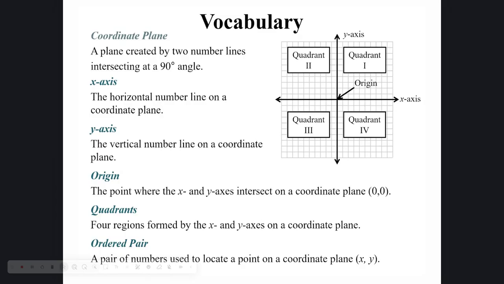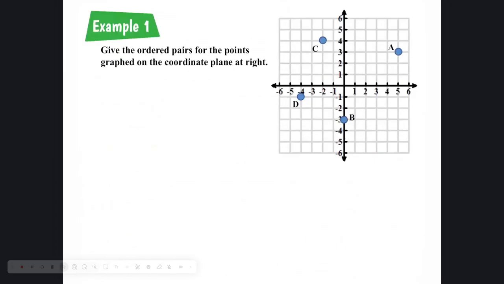An ordered pair is a pair of numbers used to locate a point on a coordinate plane. The notation (x, y) is used to represent an ordered pair. Example 1. We'll do this problem together. Give the ordered pairs for the points graphed on the coordinate plane at the right.